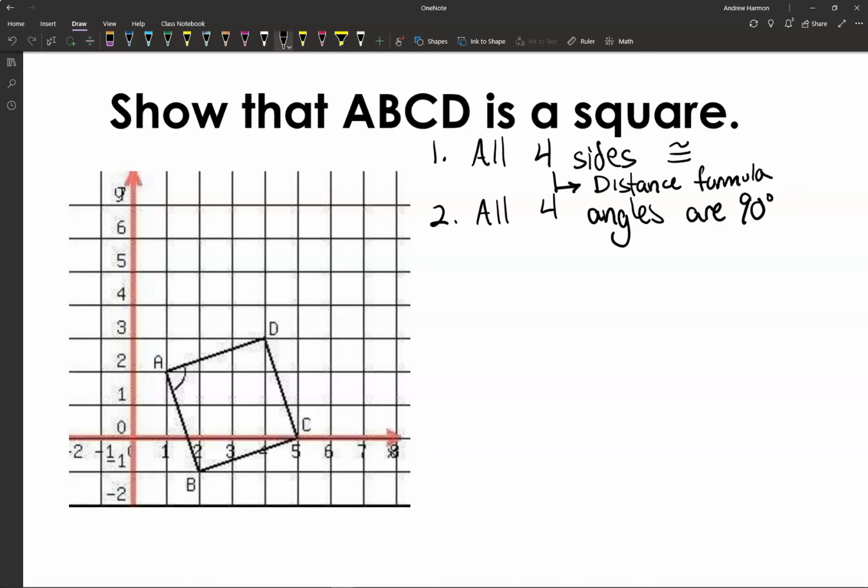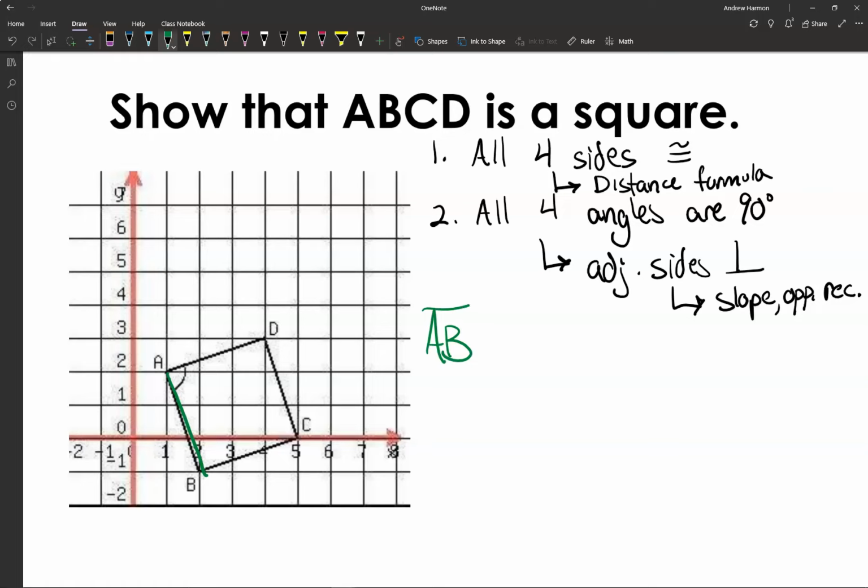And then to prove all 4 angles are 90 degrees, we need to show that adjacent sides are perpendicular. And we do that by finding the slope, meaning opposite reciprocal slopes. So slopes are opposite reciprocal. Let's get started. We're going to find the slope and the length of each side. Start here at AB.